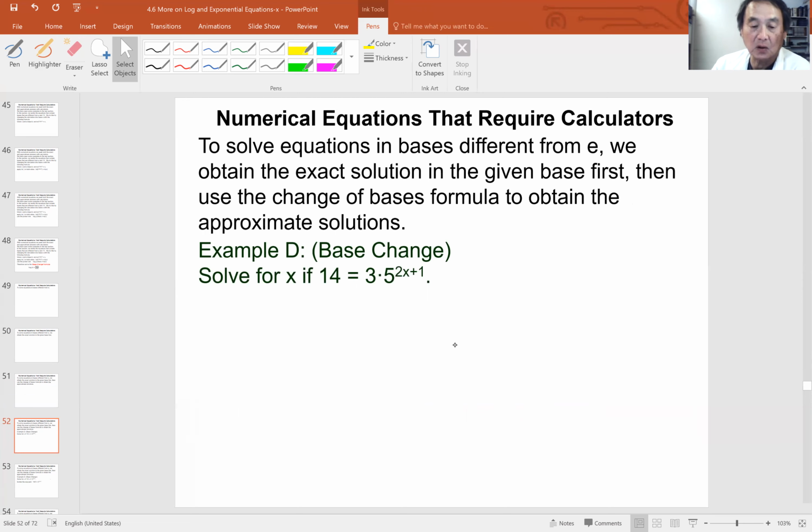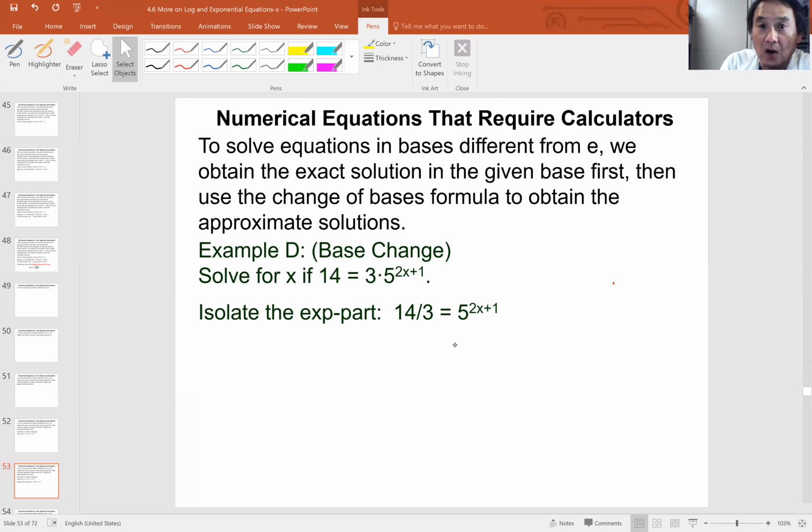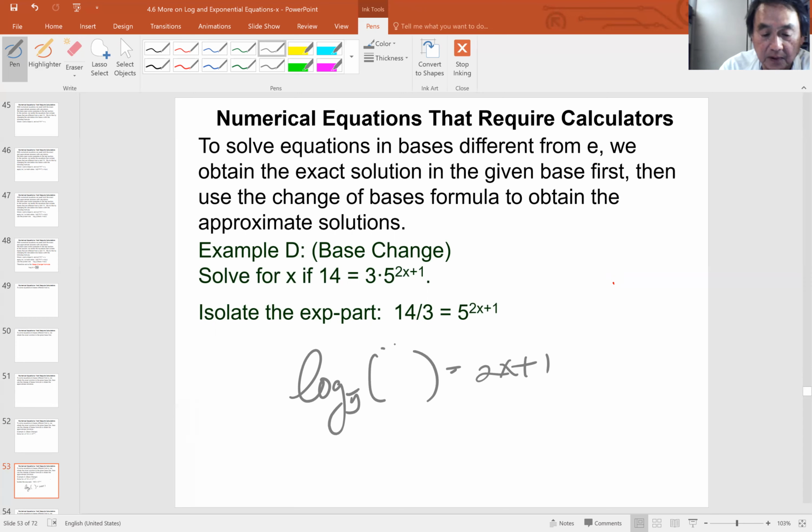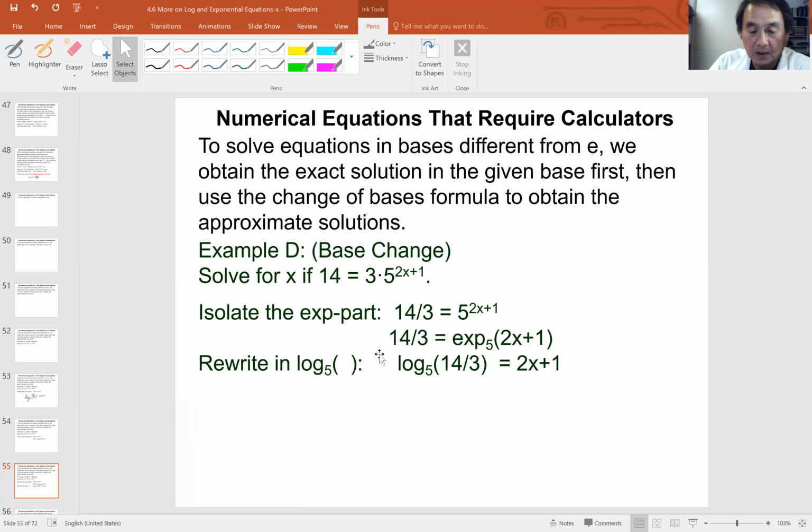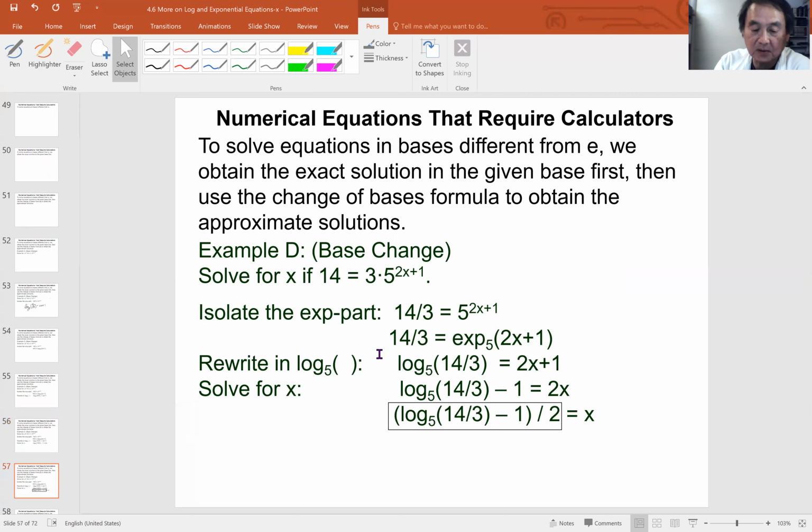I want to solve for x, so I divide by 3, and here is the exponential problem in base 5. One way to solve these problems is solving in base 5. So 2x plus 1 has to be log base 5 of 14 over 3. This is one way to do this problem. Then I can solve for x by subtracting 1 on both sides and dividing by 2. So this is the answer in base 5.